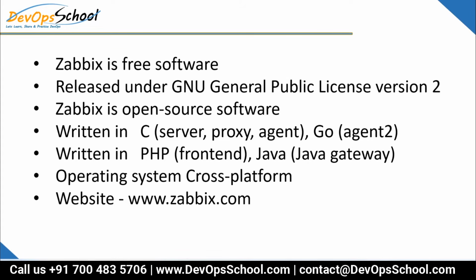Now we have a front end also. The front end is a website that is written in PHP, and there is one utility called Java Gateway, which is written in Java. So that is pretty much the information about which languages have been used. If someone asks you in which language Zabbix is written, you can immediately say a combination of C, Go, PHP, and Java. All of these are cross-platform, so that means you can install Zabbix on any platform.